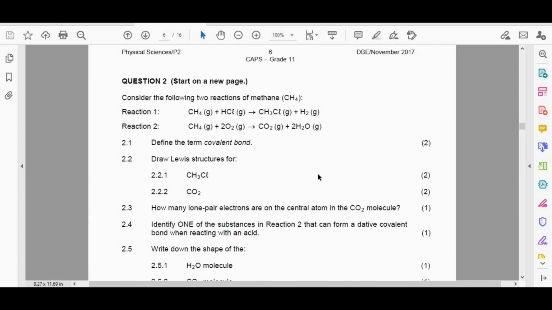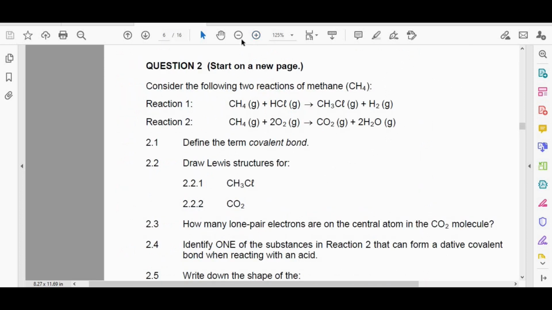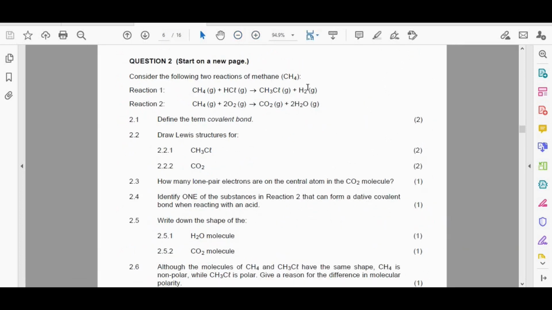We can always take another paper and have a look, but we're going to try the 2017 November paper, so let's just do what we see on the screen here. Let me just make it a bit smaller. There we go. So consider the following reactions. We're given 2, and define the term covalent bond, which I'm sure we all can do, and draw some Lewis structures, which I'm sure we all can do.